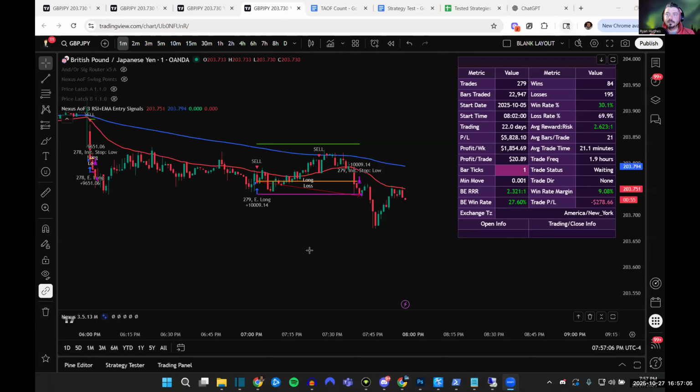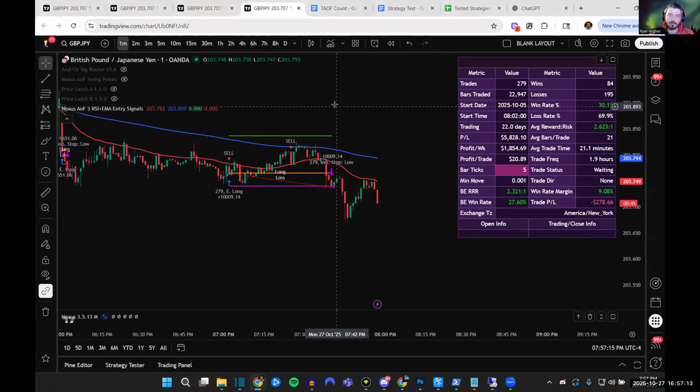Let me see if I can share. Oh, I always forget, not application. We want to share entire screen. Okay, let's do that. Let me give you just kind of a quick and dirty method.